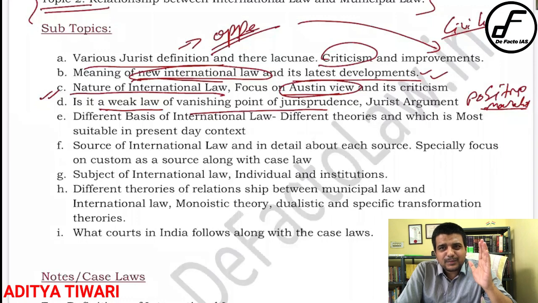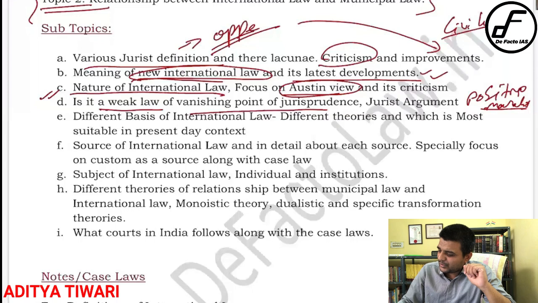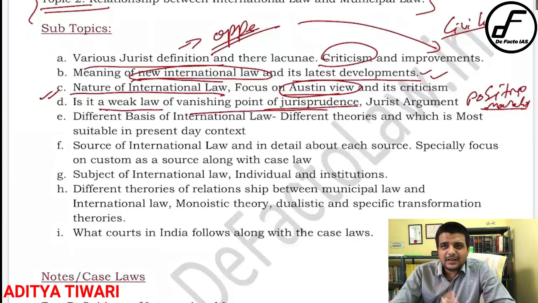Okay, so that is the point where you can criticize Austin's view, right? Now, when we say it is the vanishing point of jurisprudence, it simply means that the traditional definition of jurisprudence or the law or any other thing related to it do not fit in international law, right? So that is the meaning of vanishing point of jurisprudence.